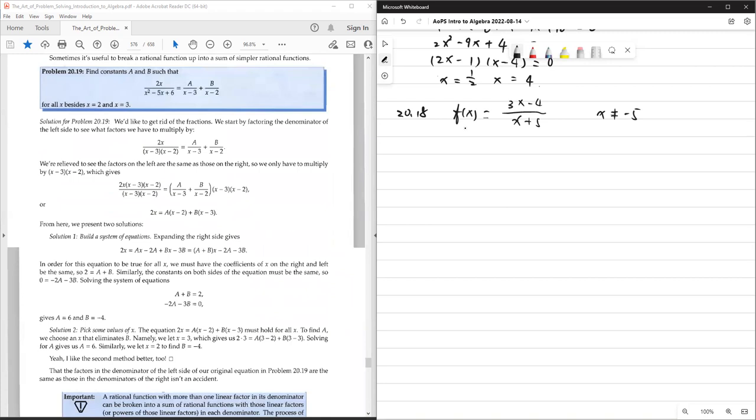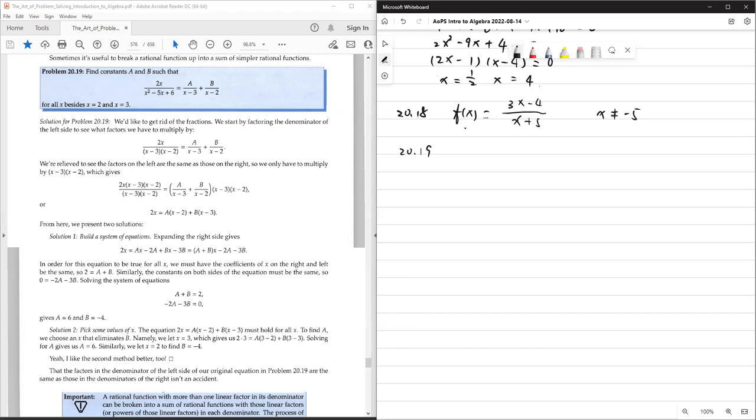Usually what you end up with is all real numbers except the number that makes the denominator 0. And the reason is when we have a rational function, you have terms at the denominator. Okay, so I'm gonna pass on that one.